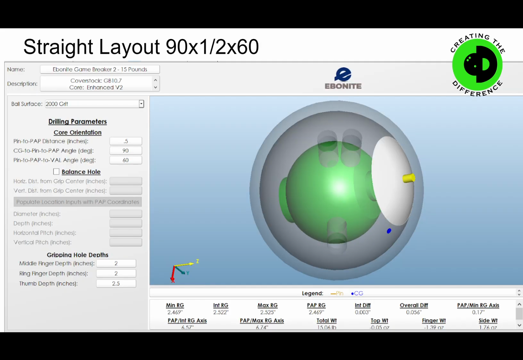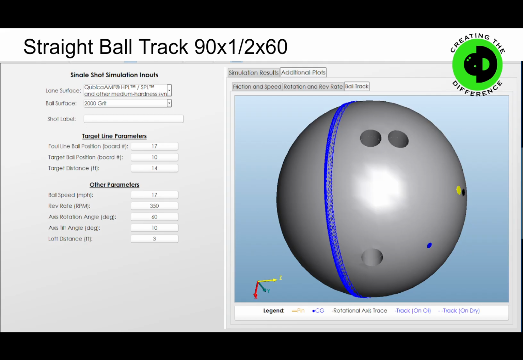Here's our recommended straight layout, and it's 90 by 1/2 by 60. This layout looks very, very different, obviously, than the other 3. And from a track flare standpoint, there really isn't very much at all, which is part of the reason why the ball goes straight.